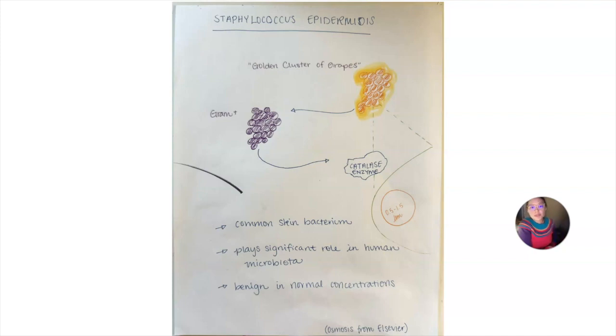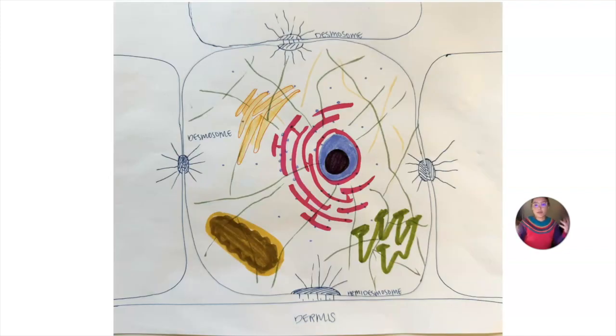It's often referred to as a golden cluster of grapes because it takes a golden color in a petri dish, and when it multiplies, it sort of forms a grape bundle cluster. It's gram positive, so it turns purple when the gram stain is applied. It's catalase positive, so it produces an enzyme that breaks down hydrogen peroxide and turns it into water and oxygen. That's why we see the foam sometimes when you apply hydrogen peroxide.